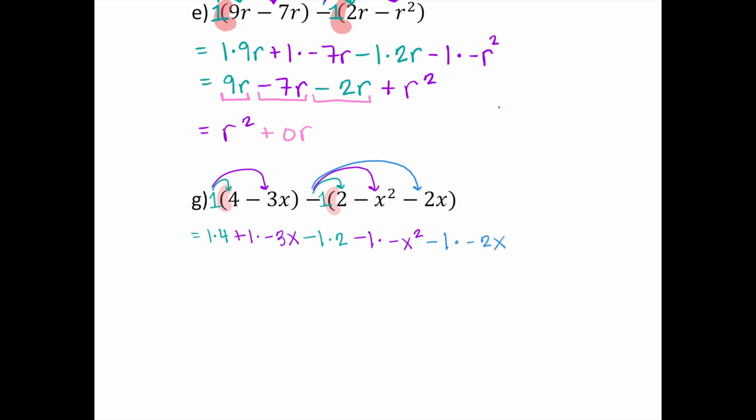And so now multiplying everything, we have 1 times 4 is 4. 1 times negative 3x is negative 3x. Negative 1 times 2 is negative 2. Negative 1 times negative x squared is a positive x squared. Negative 1 times negative 2x is a positive 2x.